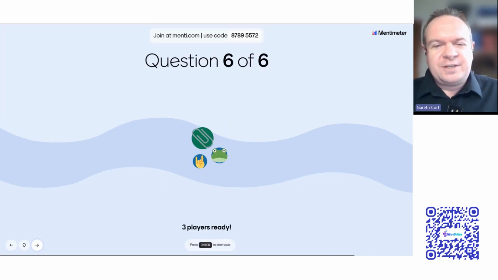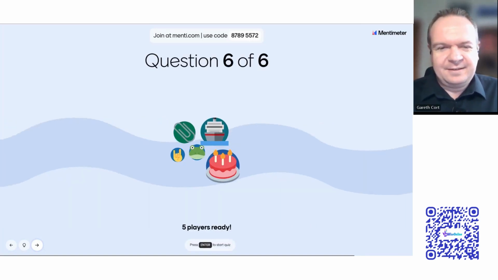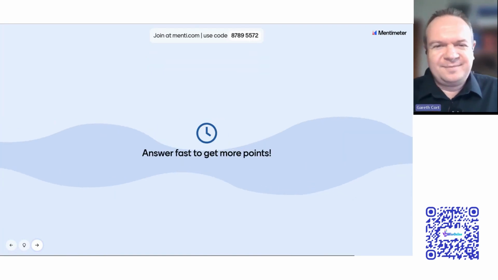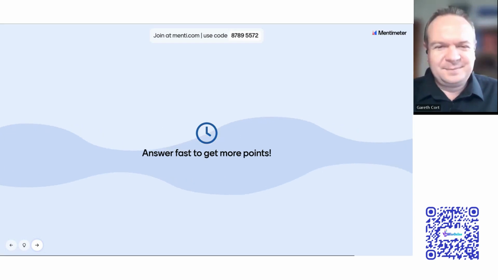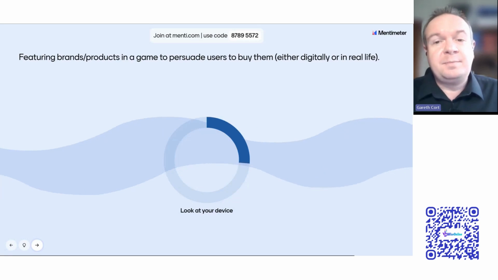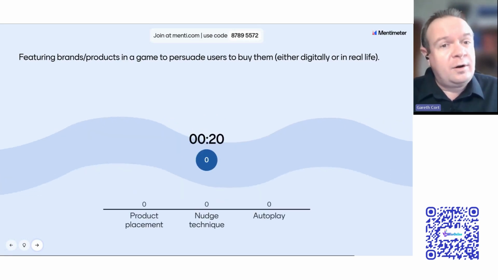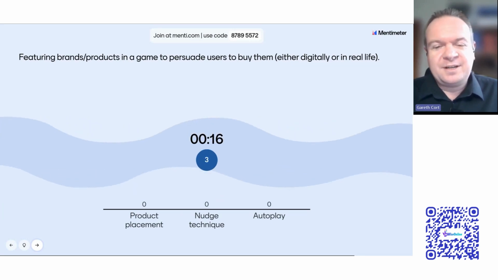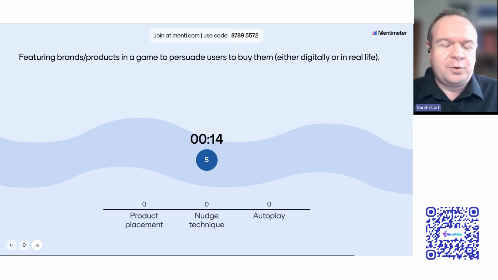And last one, question 6. Okay, off we go. Good luck. Featuring brands or products in a game to persuade users to buy them, either digitally or to buy real-life products as well. Is that product placement, a nudge technique, or autoplay?